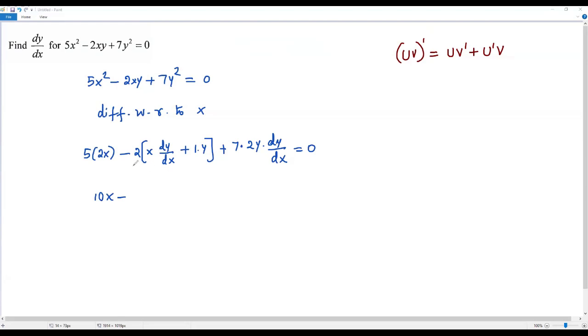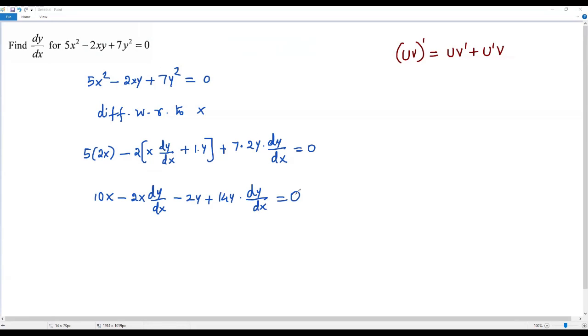Now we can distribute this negative 2 to this stuff and this stuff. When I distribute the negative 2 to x times dy over dx, I get negative 2 times x times dy over dx. This 1 times y is just y, and negative 2 times y is negative 2y. Positive 7 times 2y is 14y times dy over dx, equals 0.